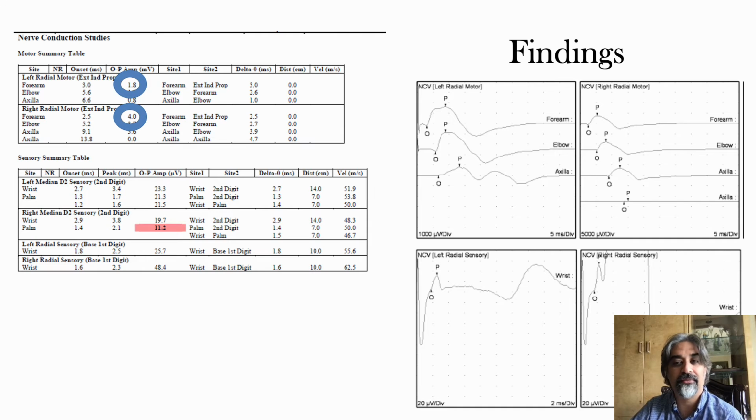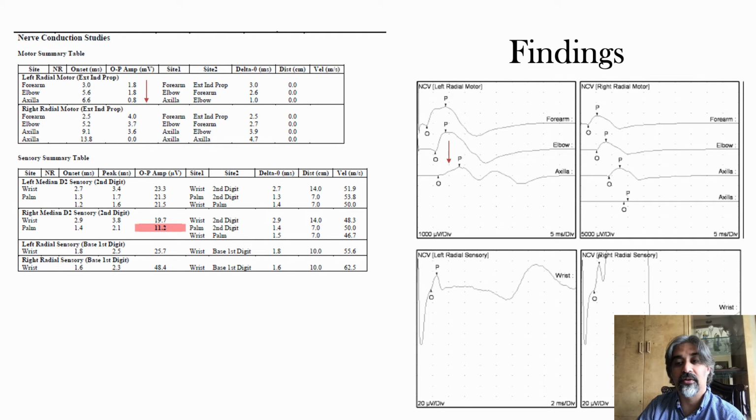If we compare the left 1.8 millivolts to the right 4.0 millivolts radial motor study, we see greater than 50% amplitude difference side to side. This is significant if all technical pitfalls and factors were addressed. It either suggests that there's a conduction block distal to the most distal stimulation site, or more likely there's an axonal issue somewhere along the left radial nerve, and both Wallerian degeneration has already occurred and collateral sprouting has not occurred enough to normalize the amplitude.